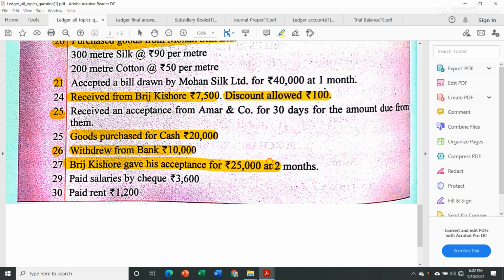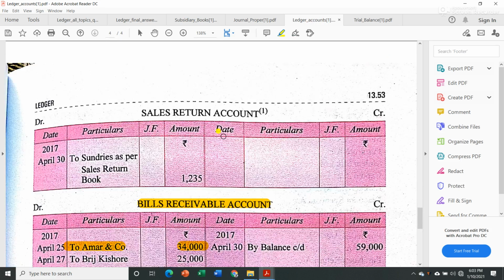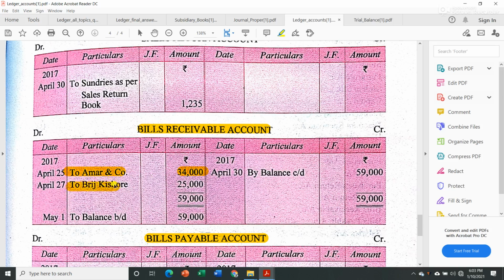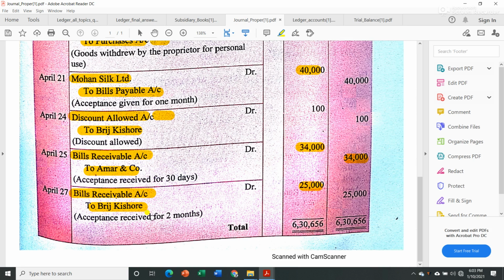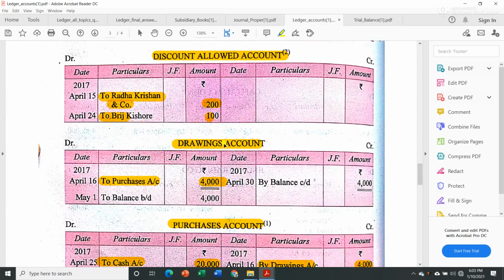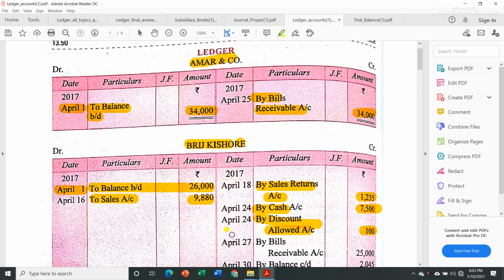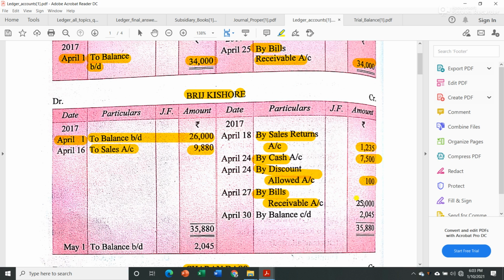Bridge Kishore gave his acceptance for 25,000 at 2 months. That means Bridge Kishore gave us a bill receivable, so we will pass the journal entry: bills receivable account to Bridge Kishore 25,000. In the bills receivable account we write to Bridge Kishore 25,000. Then in Bridge Kishore's account we will write by bills receivable. Where is Bridge Kishore's account? Here, by bills receivable account 25,000.